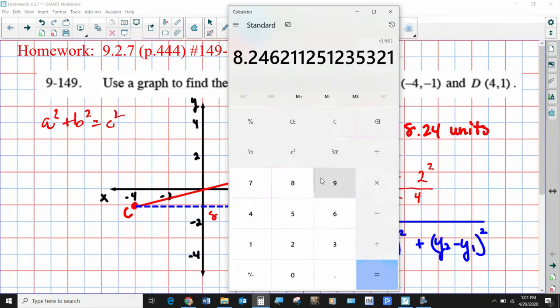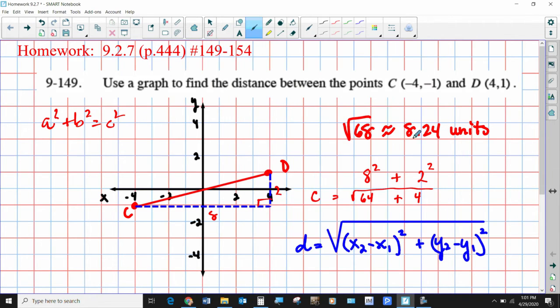68 square root of that, yeah, 8.4. Why did I round that to 0.4? That should be 0.5. 8.25 units. Okay, so we got that straight. So as you get into high school a little bit more, you'll be using this algebraic formula, which is essentially Pythagorean theorem for coordinate grids.